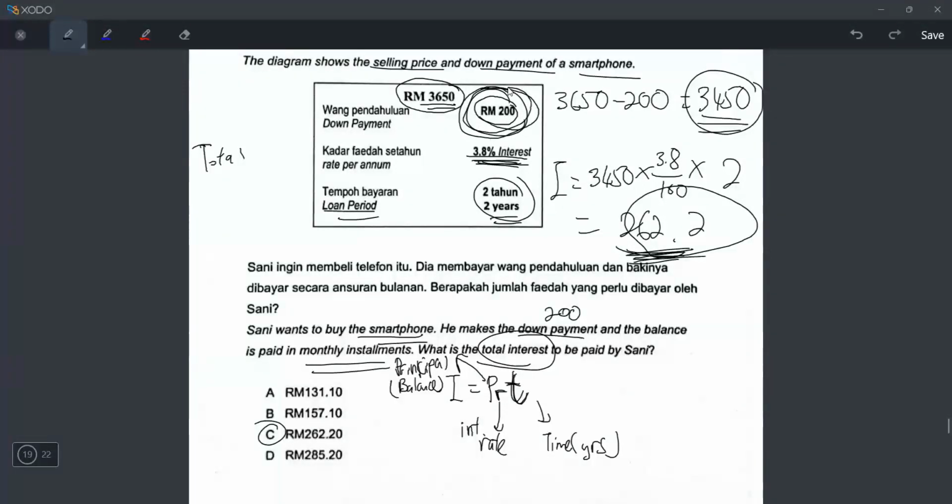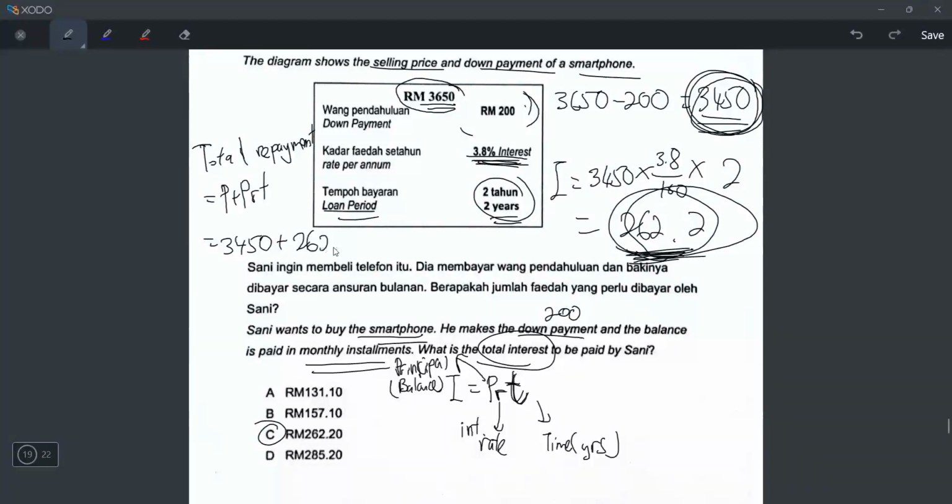200 plus what? Plus 262 point. Wait. Equals to P. Sorry. It's actually wrong already. It's this one plus this one. Sorry, not the 200. Sorry, I see that. So let's write it down. The total repayment will be, if they ask for this, P plus PRT. Okay, means the 3450 plus the PRT, which I already calculated, is 262.2. If they ask for total repayment, but this question they only ask for interest. That's why it's only this part here.